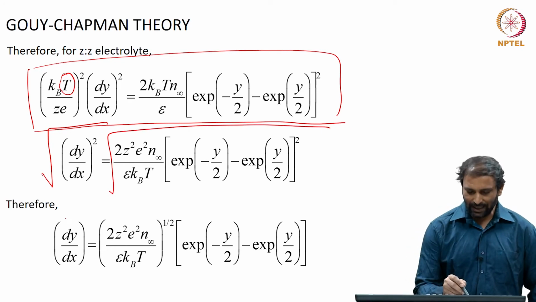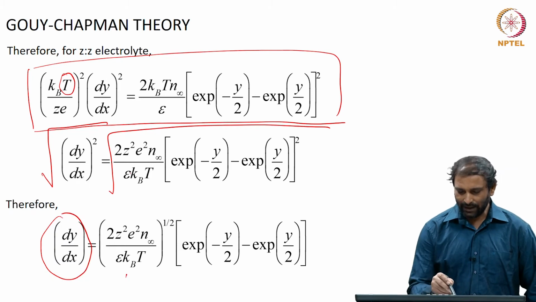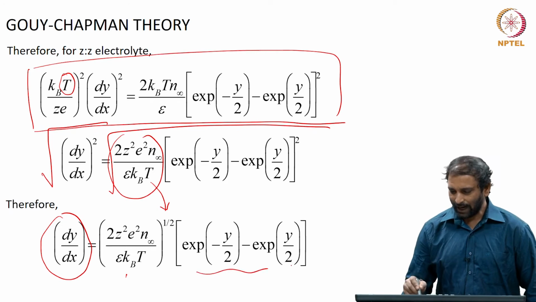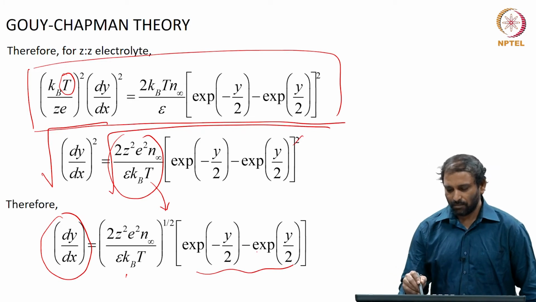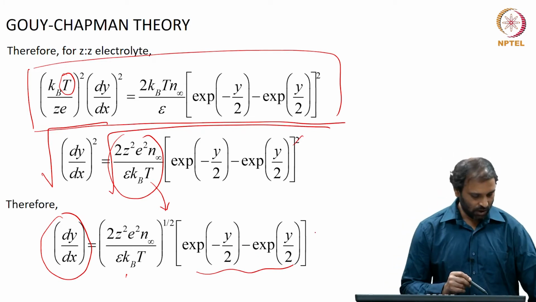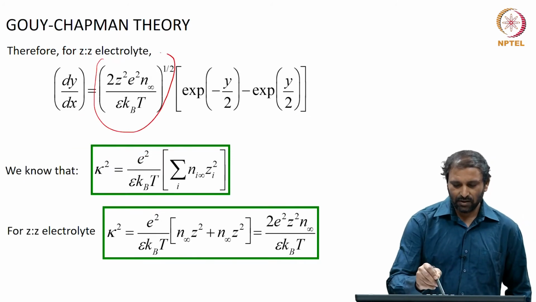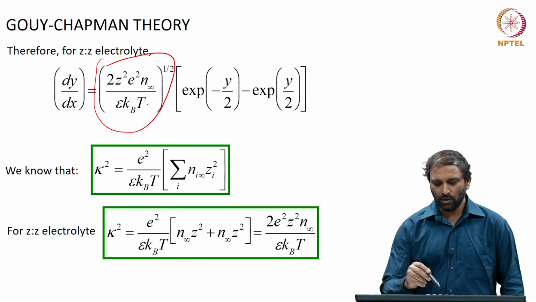And what I can do is I can take the square root on both the sides of this expression. So, I will end up with dy by dx on the left hand side, and this term raised to the power 1.5, and the square root gets cancelled. I have exponent of minus y divided by 2 minus exponent of y divided by 2.